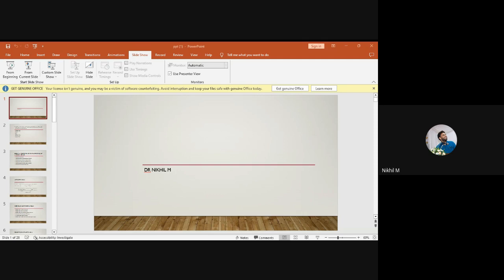So there are five measures of central tendency. The first one, arithmetical mean; second, median; third, mode; fourth, geometric mean; and finally, fifth, harmonic mean. So let's discuss each one. The first one, arithmetical mean.